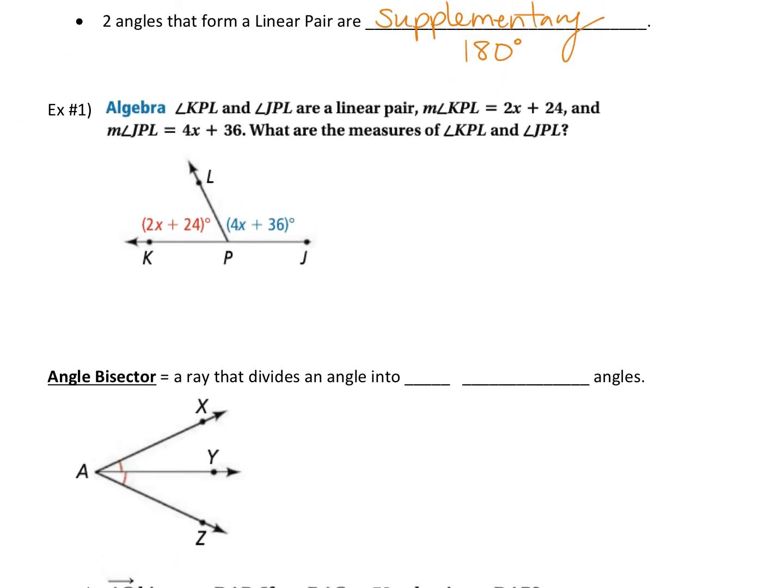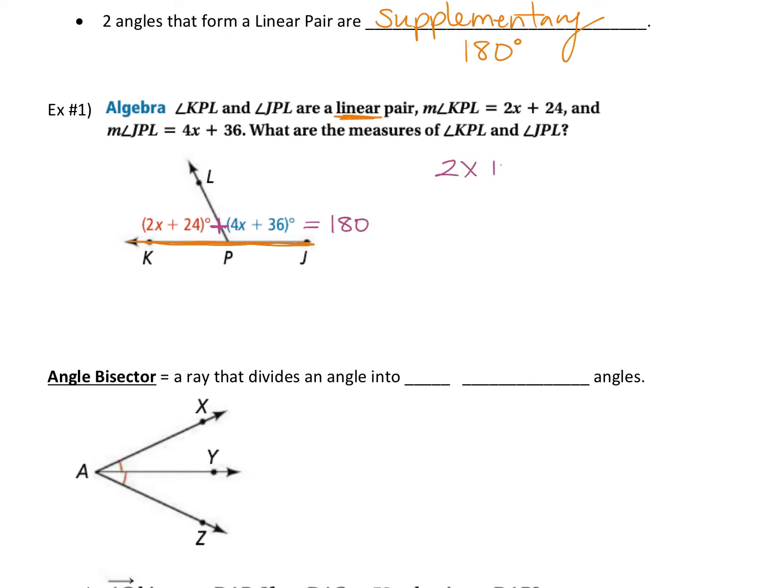All right, so first example here, it says angle KPL and angle JPL are a linear pair, okay? They give you the measure of each. What are the measures of the two angles as a number, not as an expression anymore? So in this scenario, because you have a straight line, because they are a linear pair, what do you do with those two expressions? You add them together, and what? Set them equal to 180.